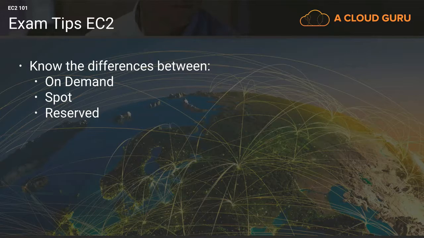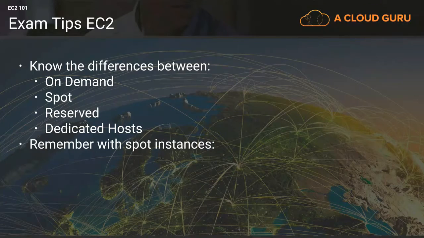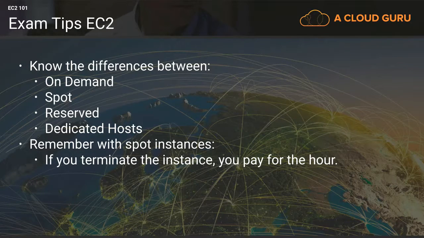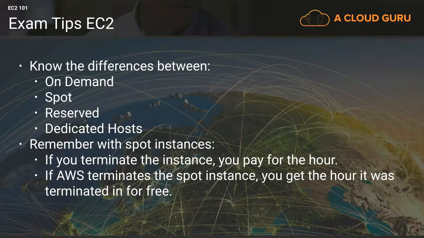We then have reserved. With reserved, this is where you reserve capacity. The contracts run from 12 months to 36 months, and the more you pay up front, the bigger discount that you get. And we then have dedicated hosts, and dedicated hosts are typically around licensing, or you could have issues where your regulator doesn't want you to use shared or multi-tenanted hardware. So those are the 4 different EC2 pricing models. And just remember with spot instances, like I said, if you terminate the instance, you pay for the hour, but if AWS terminates the spot instances, then you get the hour that it was terminated in for free.